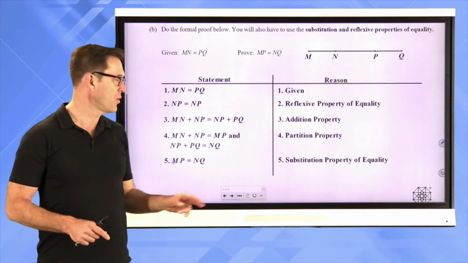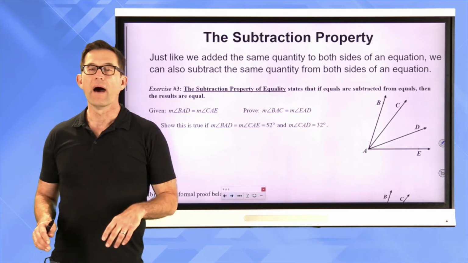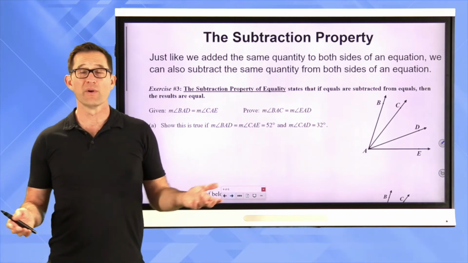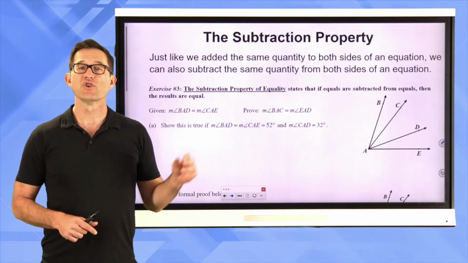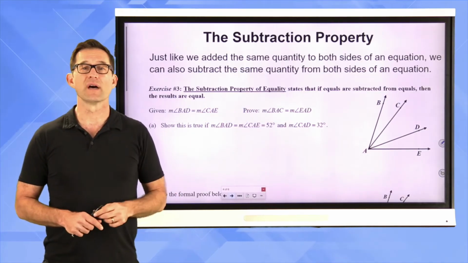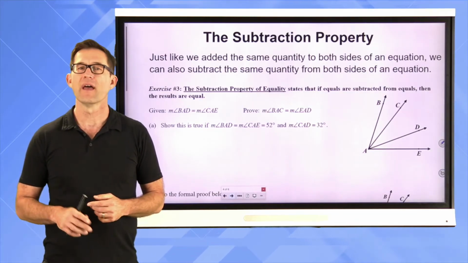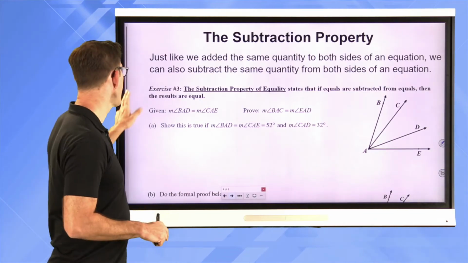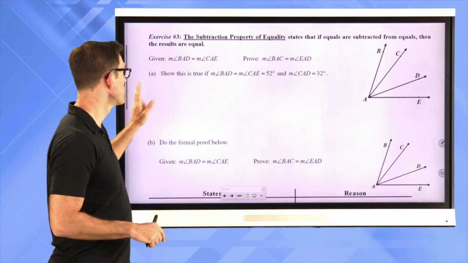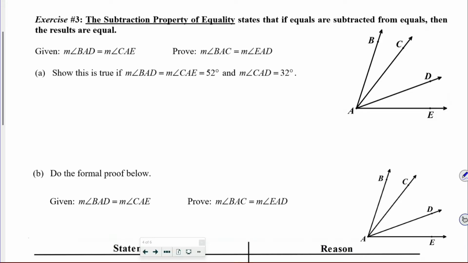All right, let's keep going. Now, if we have the addition property, we also have the subtraction property. Just like we added the same quantity to both sides of an equation, we can also subtract the same quantity from both sides of an equation. And this time, let's take a look at it with an angle example in exercise number 3. The subtraction property of equality states that if equals are subtracted from equals, then the results are equal.